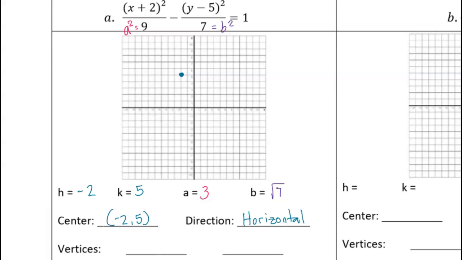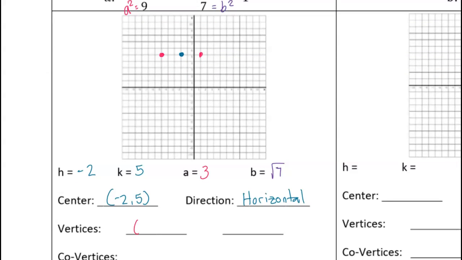So now I'm just going to use that A value to graph my vertices. This is a horizontal hyperbola, meaning that I'm going to count 3 left and right to draw my vertices. So from my center, I'm going to go 3 to the left. Oh, let me use pink. I'm going to go 3 to the left and 3 to the right. And these are my 2 vertices. 1, 5, and what is that? -5, 5, yes.